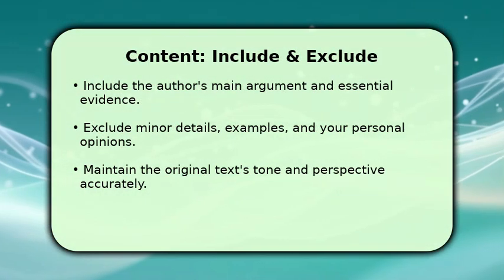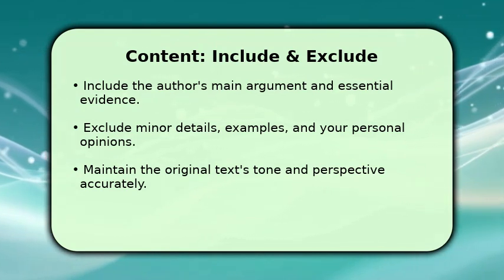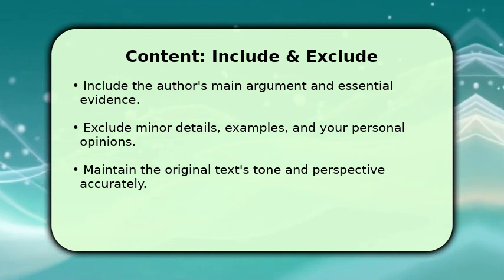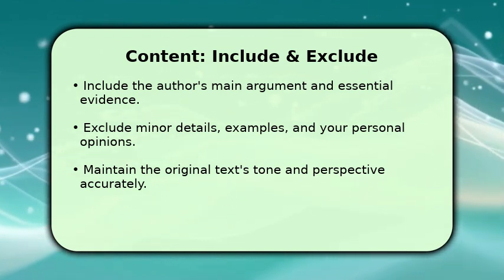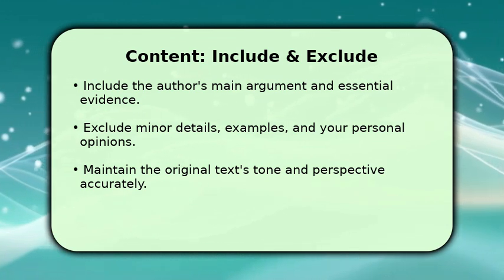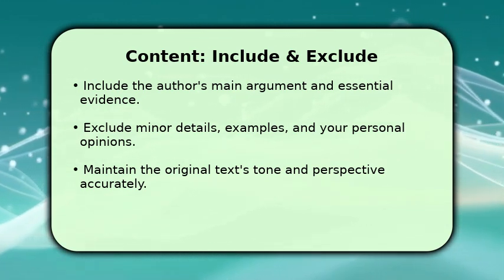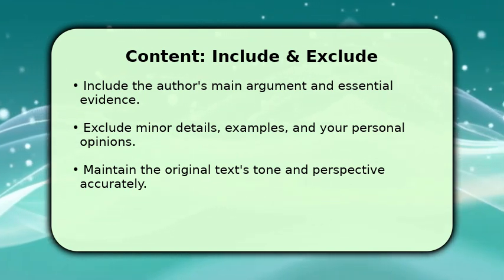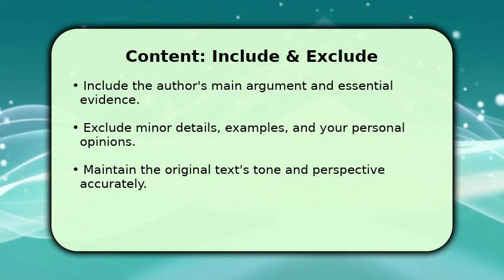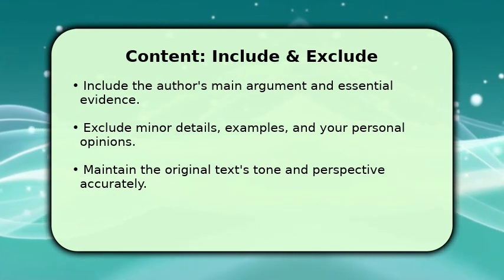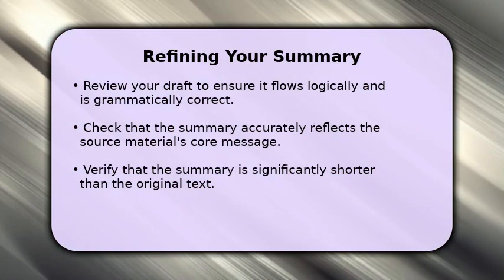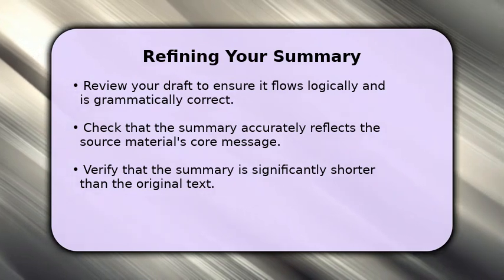When constructing your summary, it is vital to include the author's primary argument and any essential evidence that supports it. Conversely, you must exclude all minor details, specific examples, and especially your own personal opinions or interpretations. The goal is to accurately reflect the original text's tone and perspective, presenting a neutral and objective overview of the material. The final step involves refining your summary.